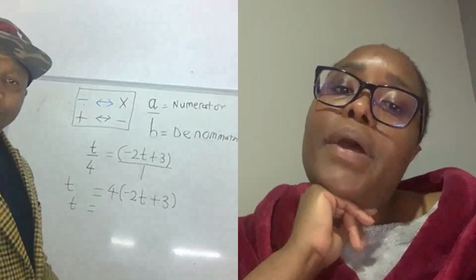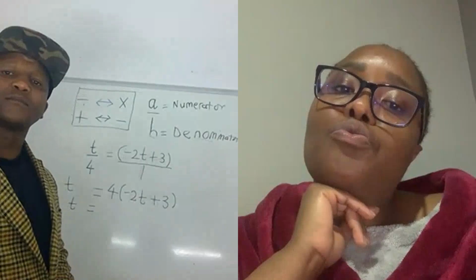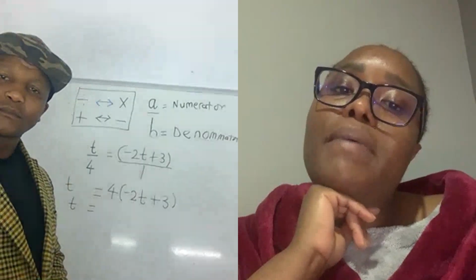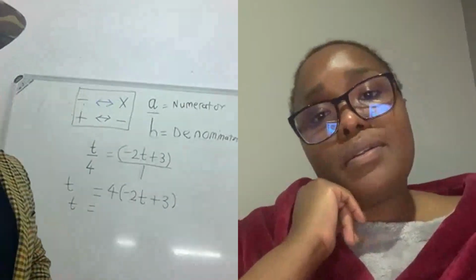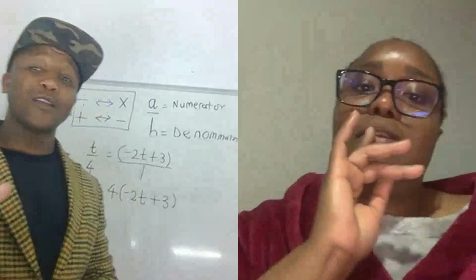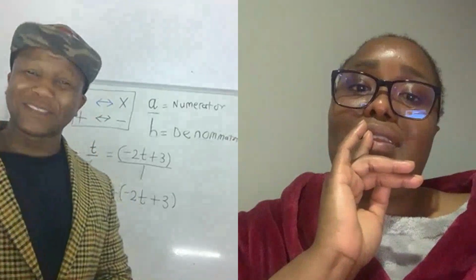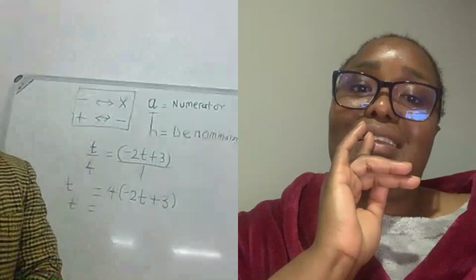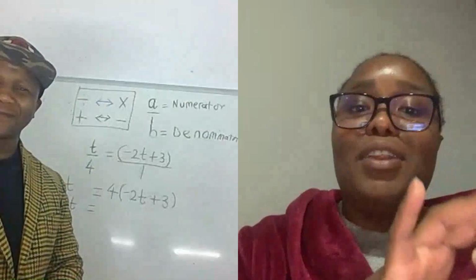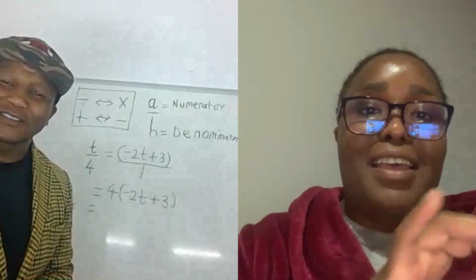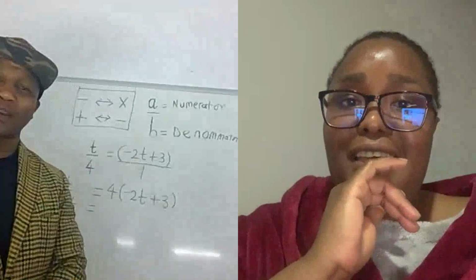If we open the bracket, we need to multiply 4 by negative 2. Very good. What is 4 times negative 2? No calculator right now. Joe, can I use my calculator? No, you cannot. Make mistakes so you can remember this time.